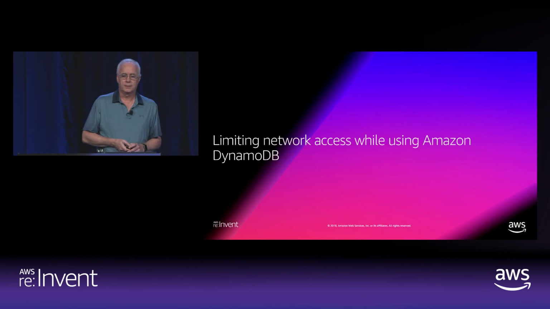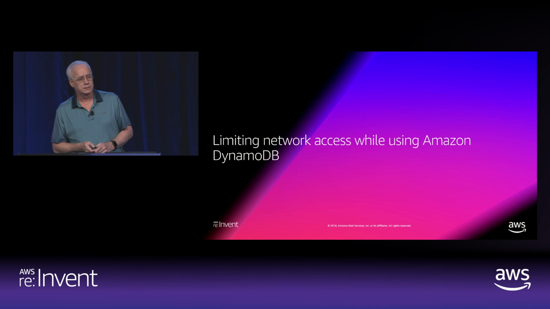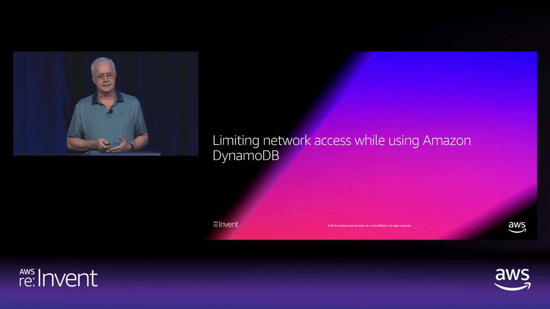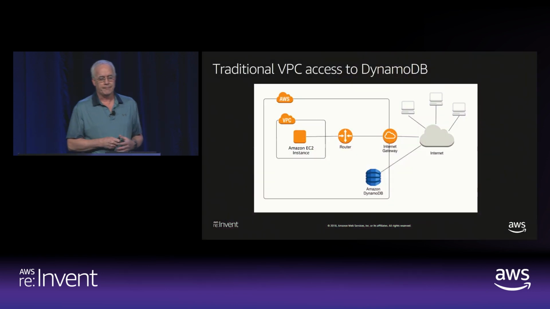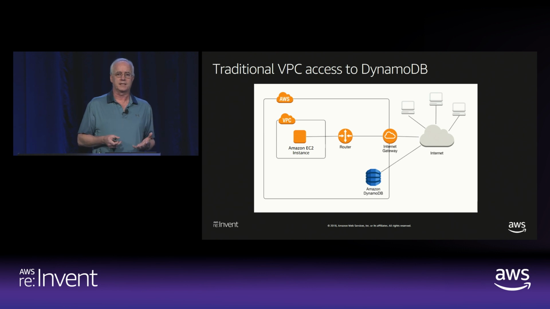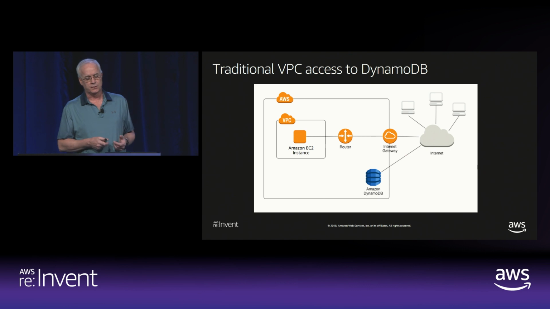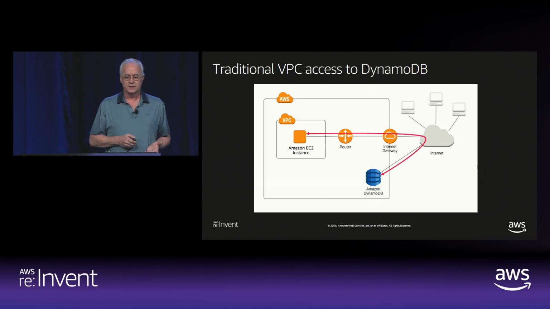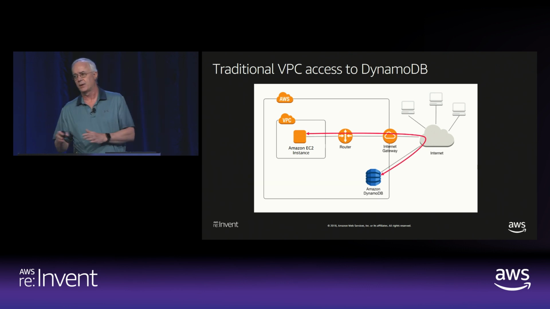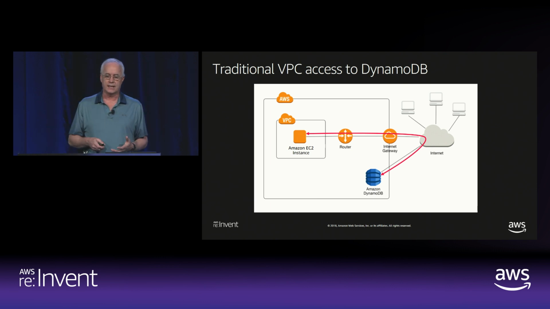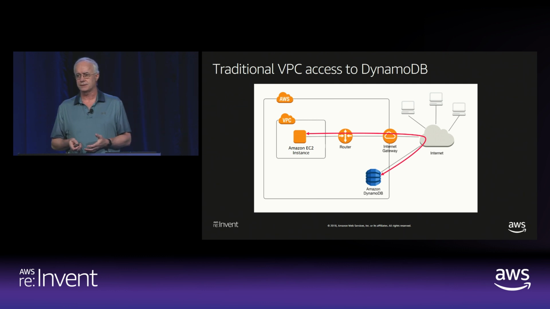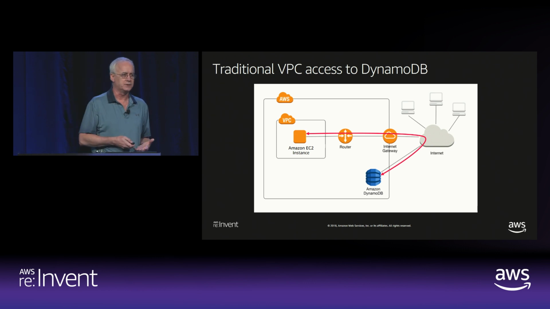So on to limiting access when using Amazon DynamoDB, network access. The way you typically access, if you're coming from a VPC and you're on an EC2 instance, when you're going to access DynamoDB, what typically happens is you go out of AWS, out into the internet, and come back in. Right? So you're making a call that goes out through an internet gateway and accesses DynamoDB. And some people don't like that. They don't want to go out through the internet, and they want to be able to access Dynamo directly.